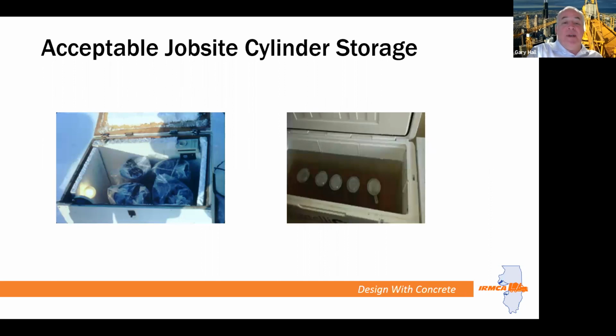On the screen is an example of acceptable cylinder storage on the job site. Curing box. On the left, you also see a box with a min-max thermometer to control the initial curing of the cylinder temperature, which should be 60 to 80 degrees. On the right-hand side, the initial curing is also taking place in water, which is acceptable, as long as the temperature conditions are still maintained at 60 to 80 degrees.